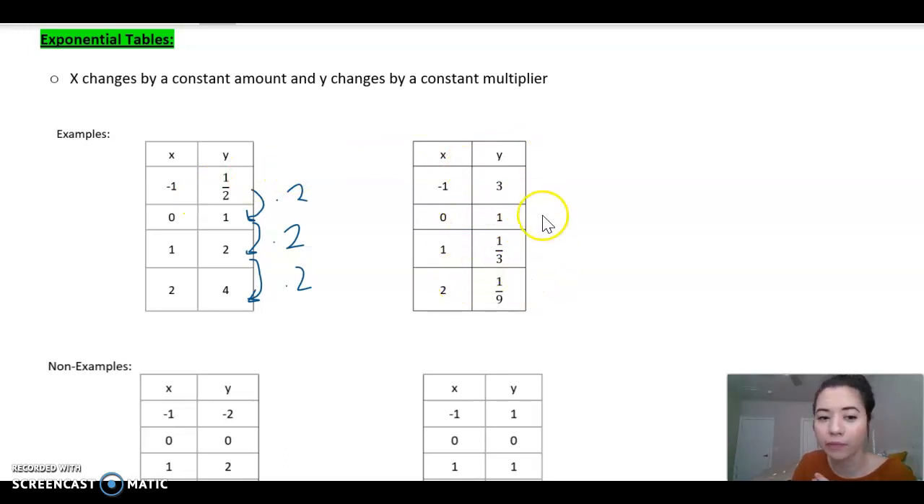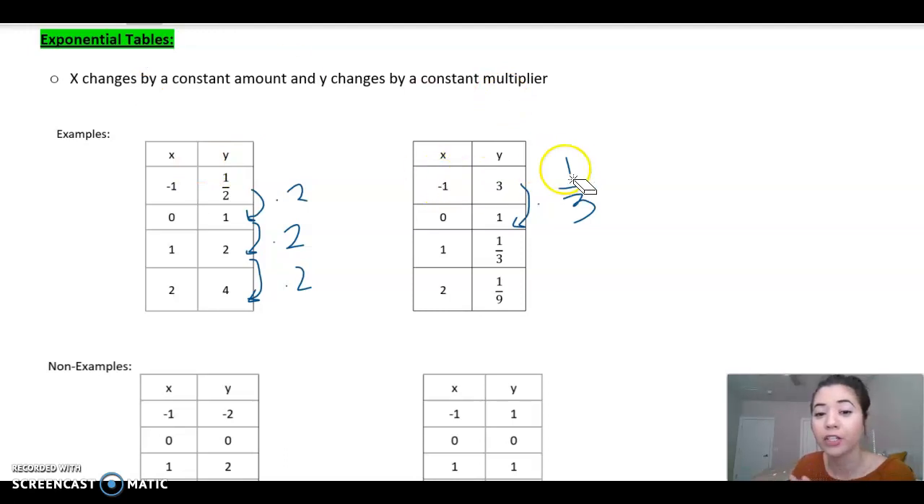Same thing over here. To go from 3 to 1, I'm subtracting 2. But to get from 1 to 1/3, I'm not subtracting 2. Remember, that would be something that's linear when we're subtracting the same amount each time. So now we're going to check what we could multiply by. Well, to get from 3 to 1, we multiply by 1/3. Now that's the one tricky thing with exponentials, is that sometimes our multiplier is a fraction. But don't let that scare you.